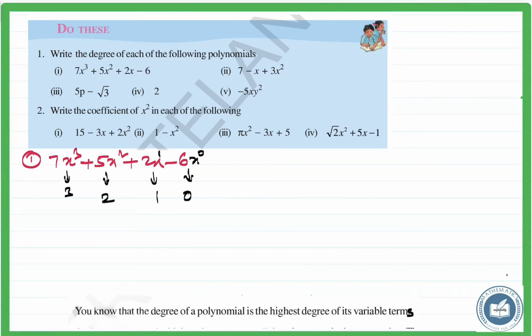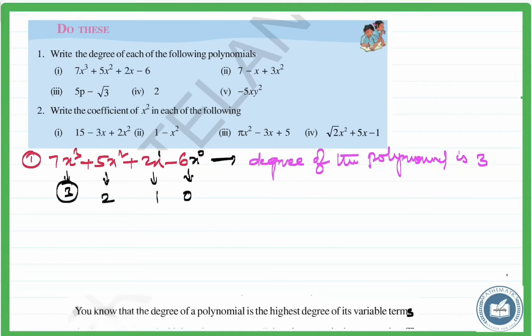Next, the degree of the polynomial is the highest degree of the variable terms. Which one is the highest? Here 3. So we can write the degree of the polynomial is 3.